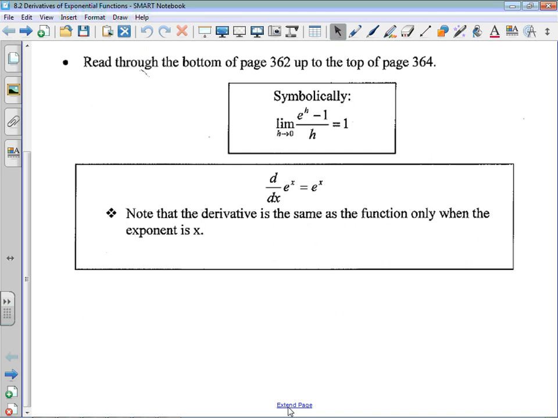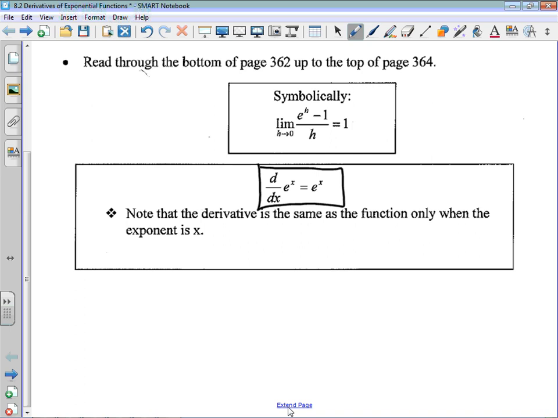And I always kind of chuckle when students see this because they think that it's not really saying anything at all. It says that the derivative with respect to x of e to the x is equal to e to the x. And it kind of looks like we're not doing anything there. But what becomes all the more important is that this is, again, one of those situations where this is as simple as we can write that function.